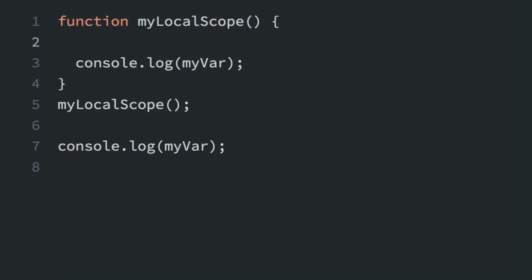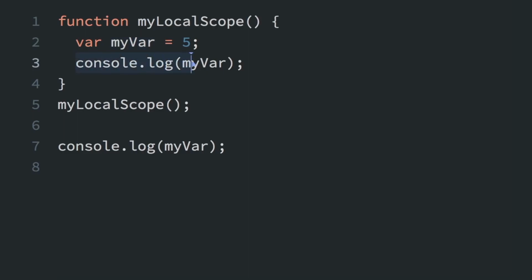Variables which are declared within a function as well as the function parameters have local scope. That means they're only visible from within the function. Let me show you what I mean. If I declare a variable right here, myVar equals 5, so we've declared this variable inside a function. So this variable, myVar, is only visible inside the function.